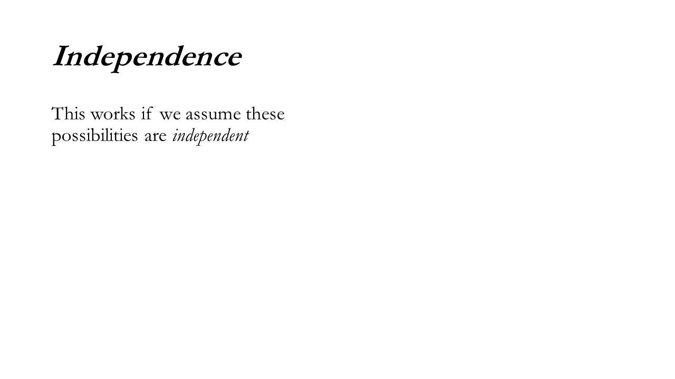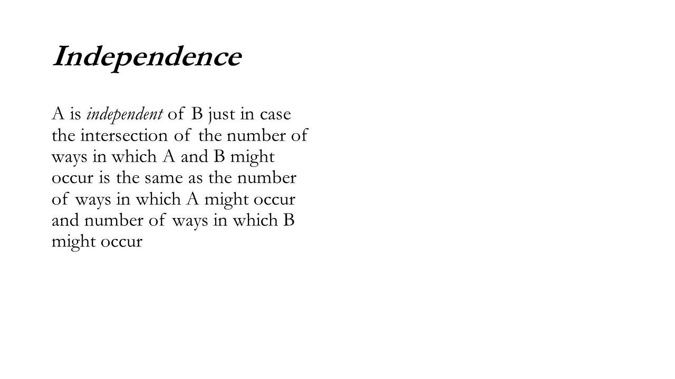Now this sort of issue, and don't feel bad by the way, many people get this wrong. It confuses people, I should say, because many people don't assume independence. Now, it's a plausible assumption, especially in this case. An event or situation is independent of another just in case the number of ways in which the first and second might occur together is the same as the number of ways in which the first might occur and the number of ways in which the second might occur.